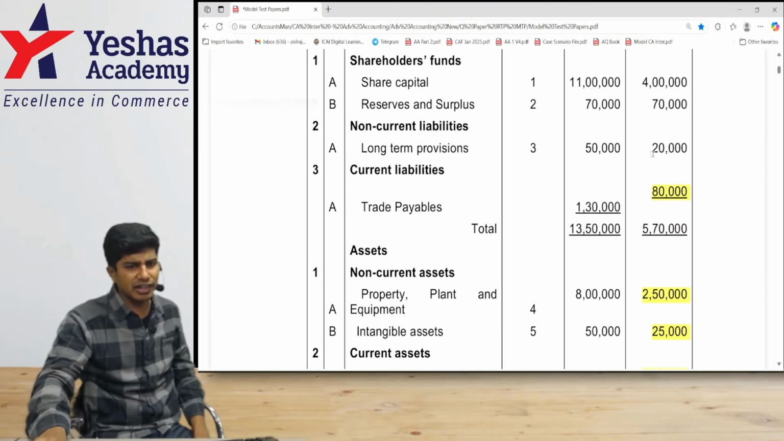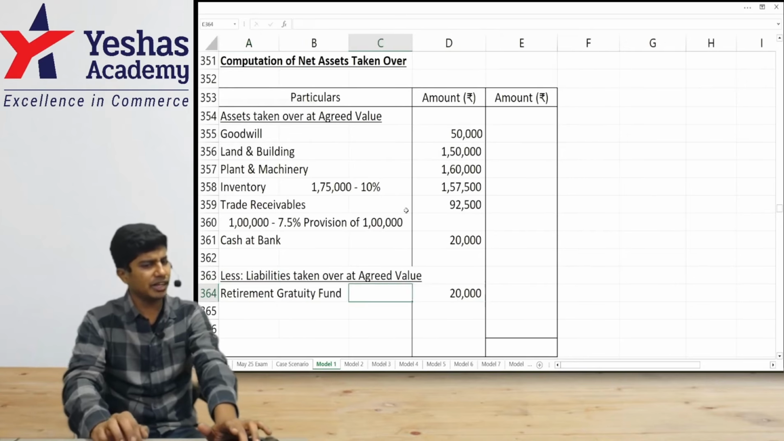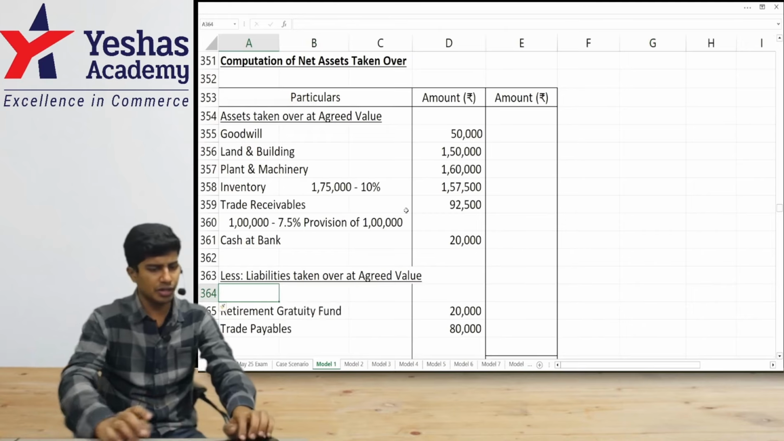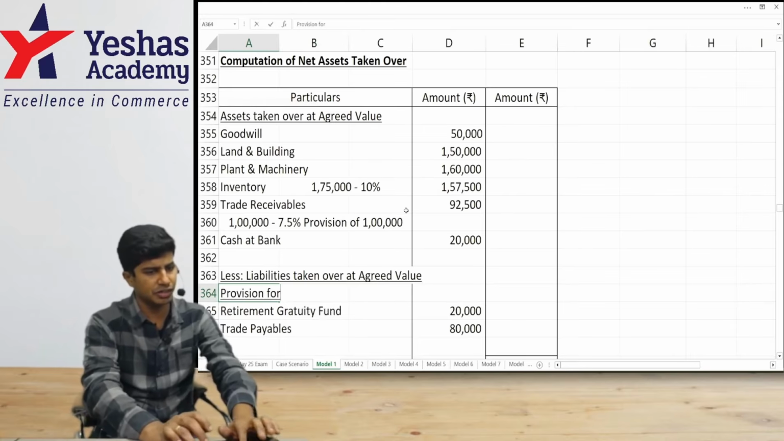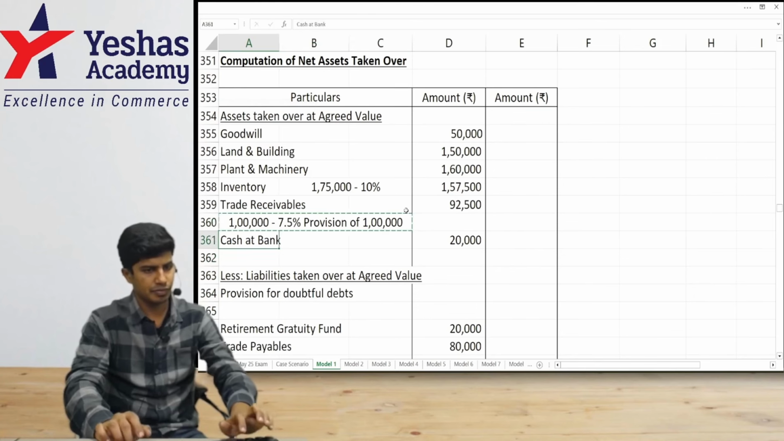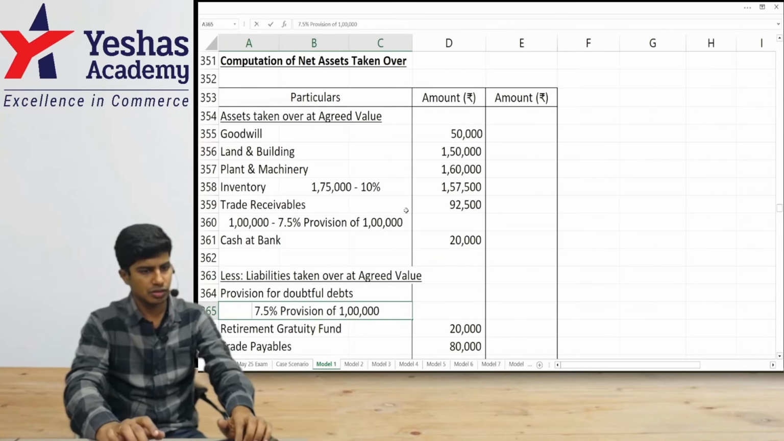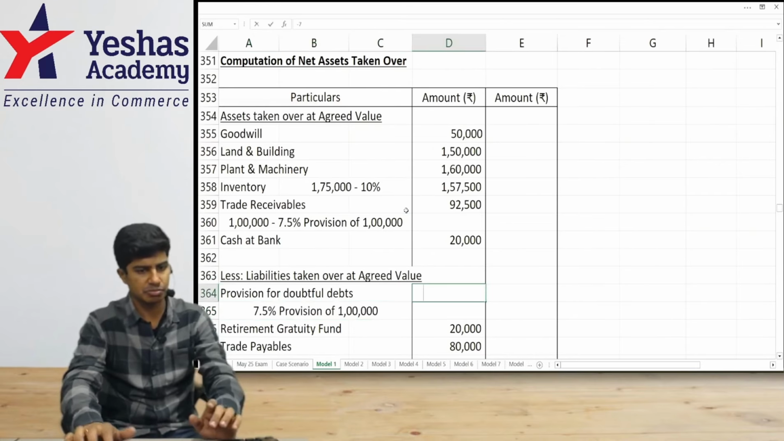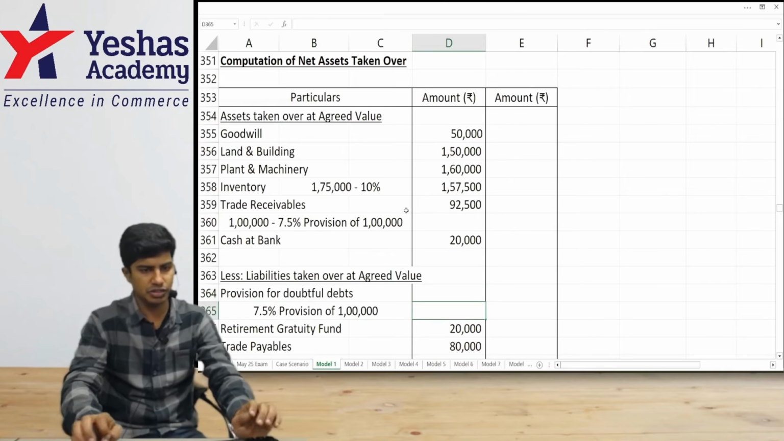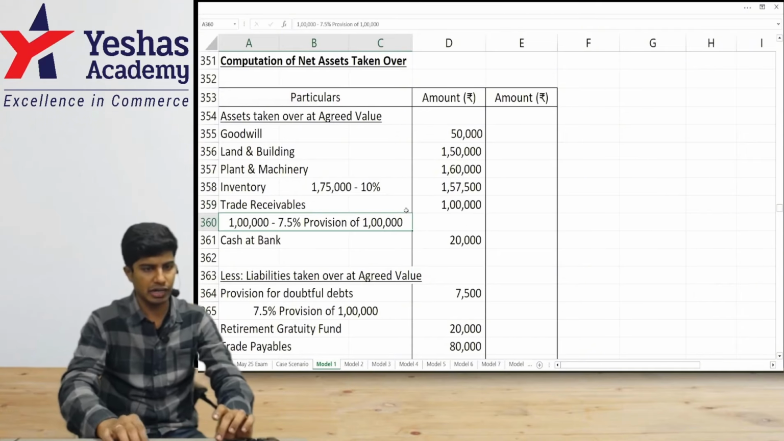Then what do we have after that? I think that's it. Reserves and surplus we will not touch. So 80 and 20. Shall I deduct two liabilities? Retirement gratuity fund 20, trade payables 80. Clear? Alternatively, if you want, I would write here provision for doubtful debts, 7.5% of 1 lakh, which is minus 7,500. Understood this? And in that case, I'll keep the full 1 lakh.